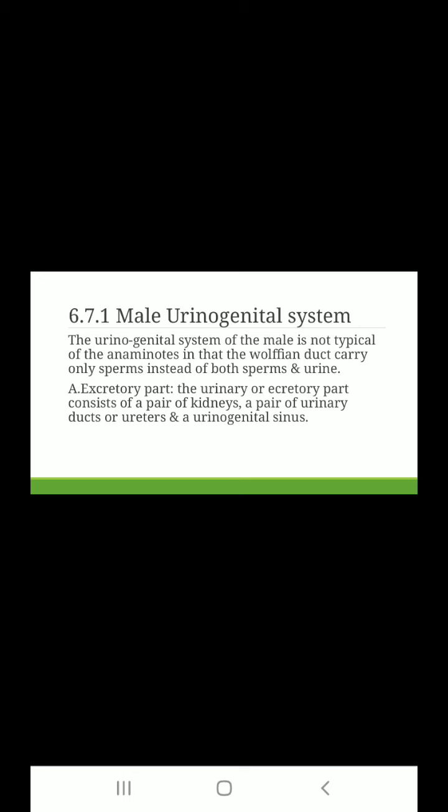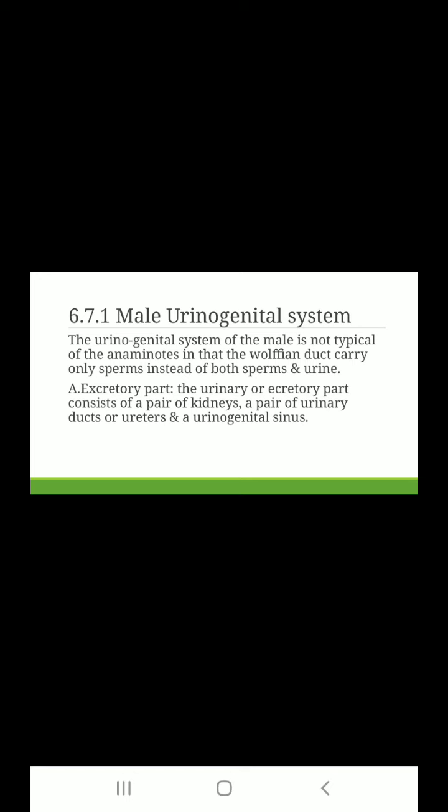The urinogenital system of the male is not typical of the anamniotes, in that the Wolffian duct carries only sperm instead of both sperms and urine. They carry out both the sperms and urine, so that's why it is called the urinogenital system. Firstly, we will study the excretory part.